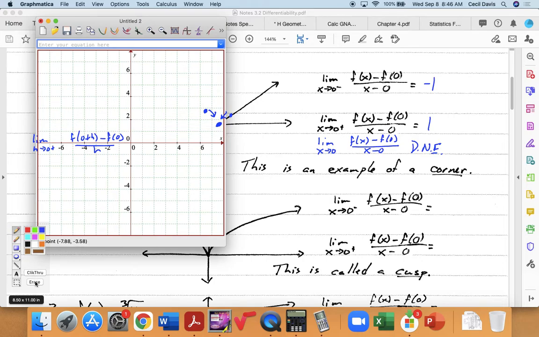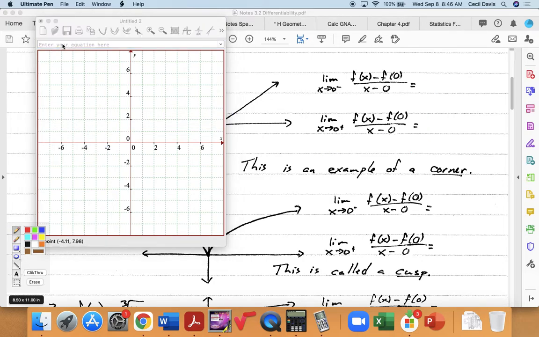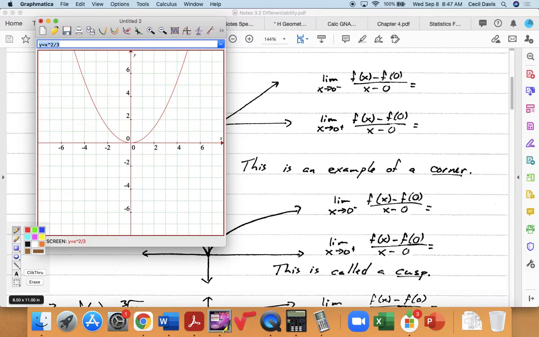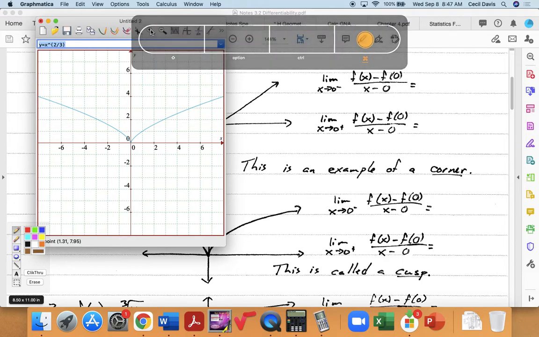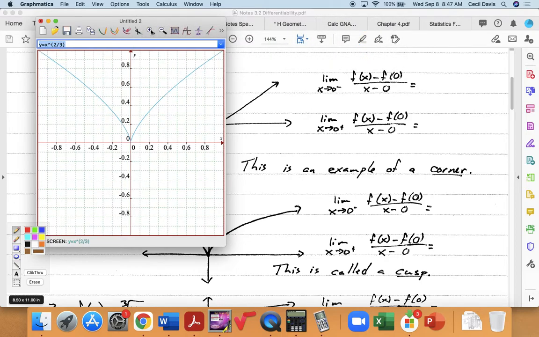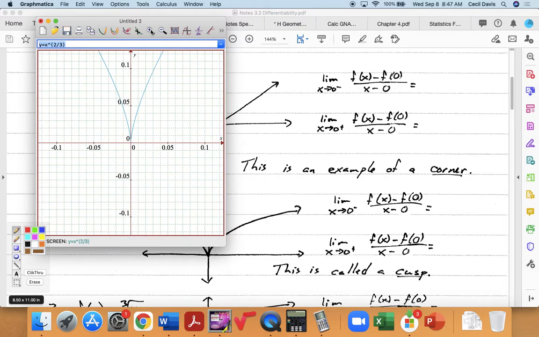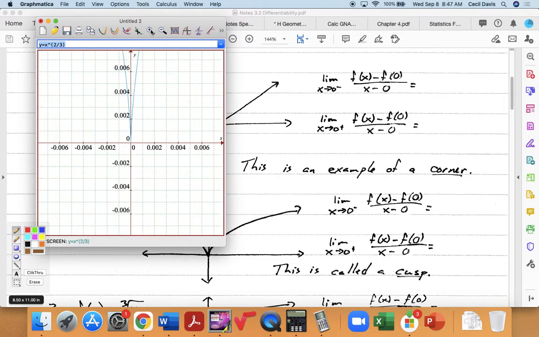Let's erase all this stuff. Let's look at y equals x raised to the 2/3 power. Apparently I didn't type that in right. Got to do parentheses, yep. All right, and then let's zoom in. So now we're way zoomed in.